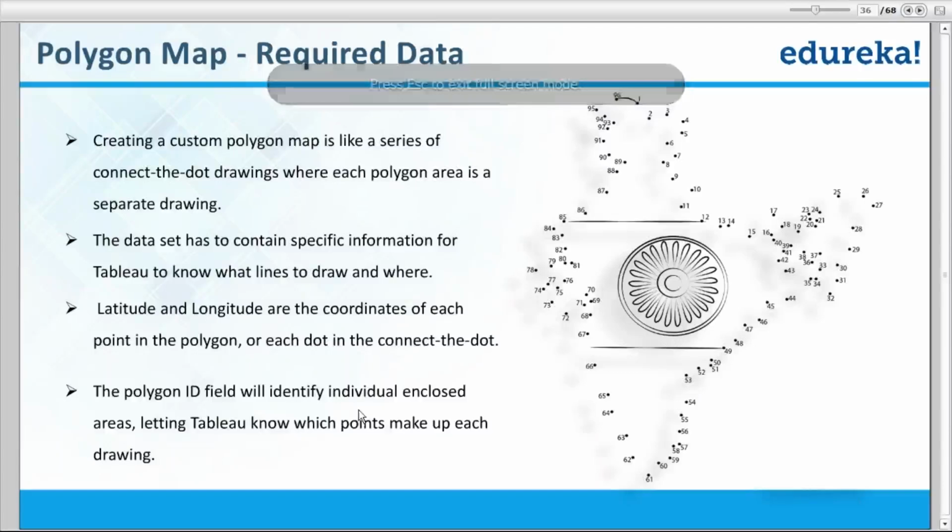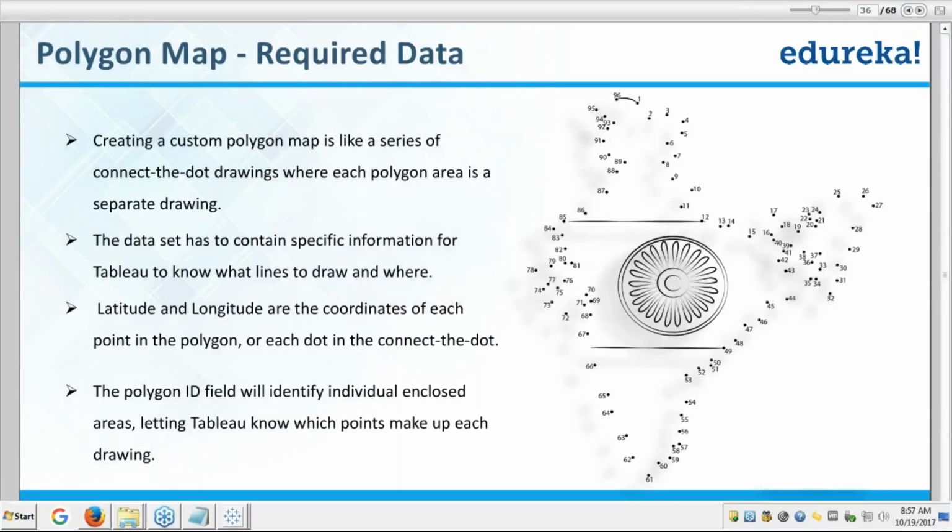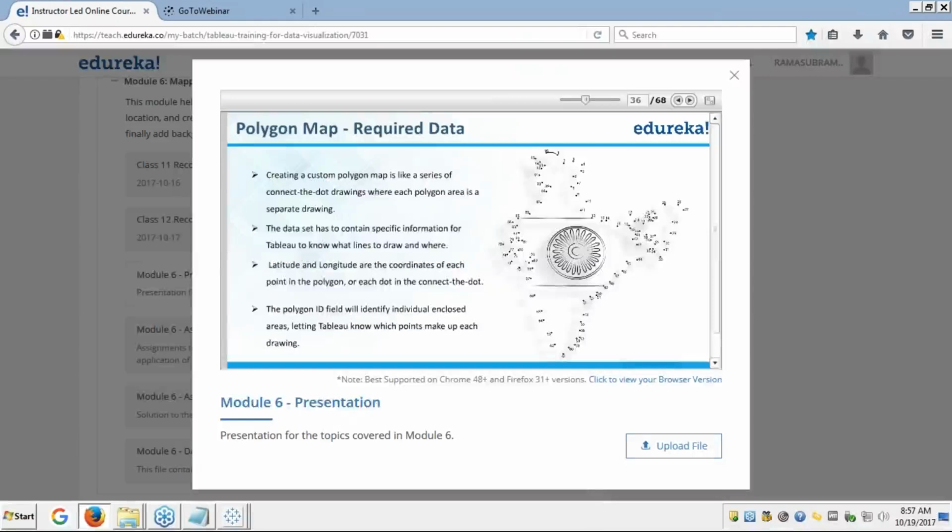So the polygon ID will identify each individual enclosed area, letting Tableau know which points make up each drawing. Each polygon ID is going to be, for example, in India, Kaziranga National Park or other national parks, what we have here. So we need to have individual polygon IDs for these.